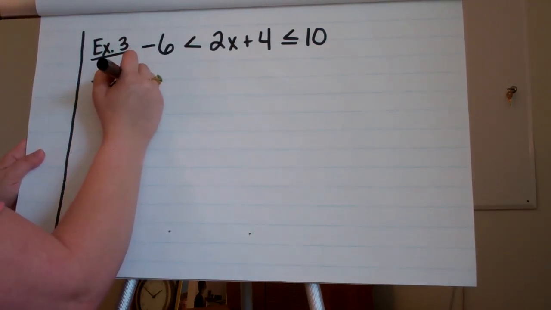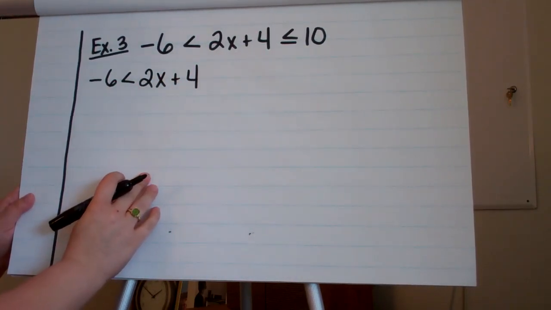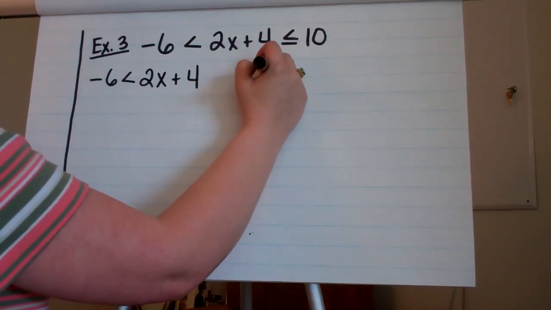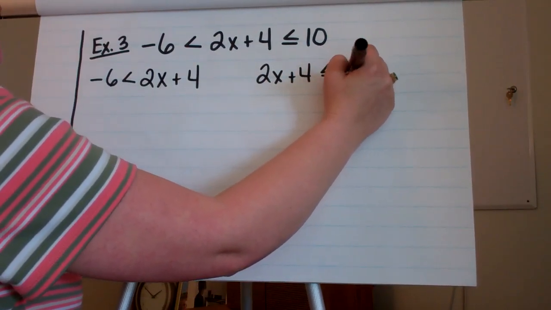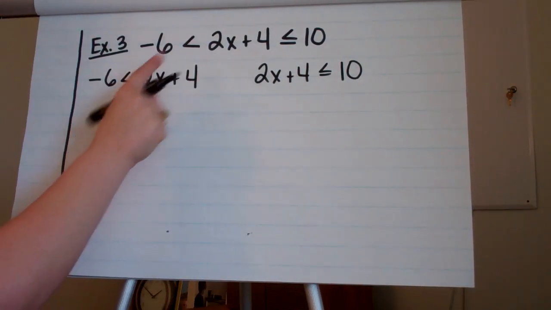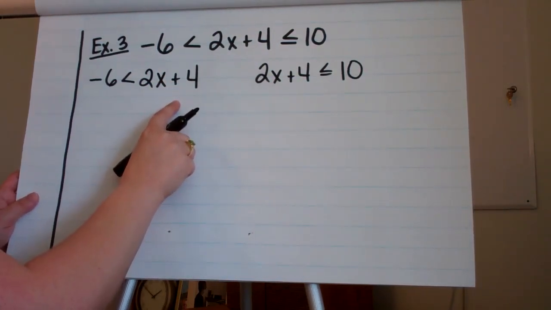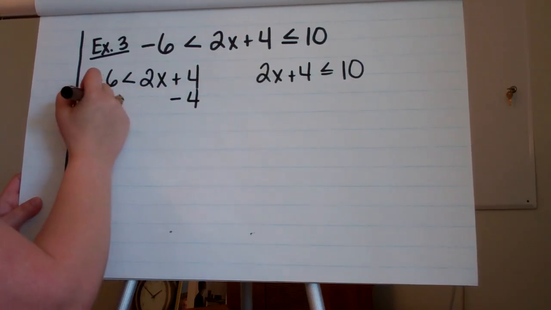Negative 6 is less than 2x plus 4. All right, remember that both inequalities have to have this variable piece in it. So the other one is 2x plus 4 is less than or equal to 10. I'm going to solve each one of these separately, one at a time. Okay, I'm going to start here. The opposite of plus 4, I'm going to subtract 4 from both sides.